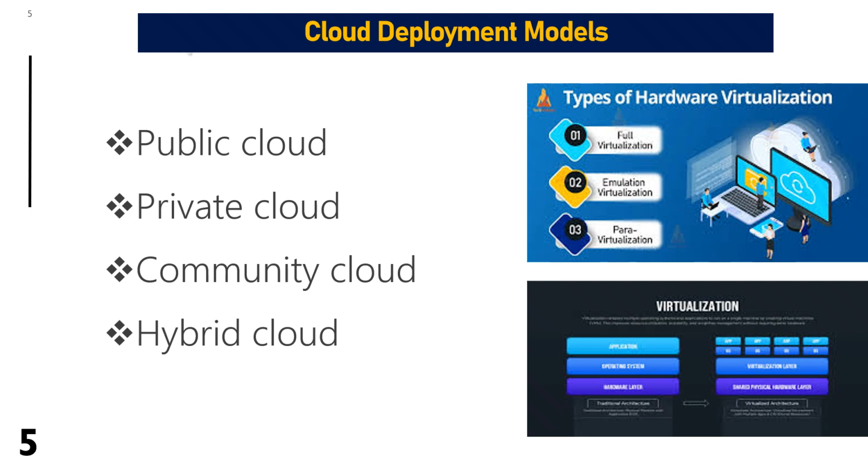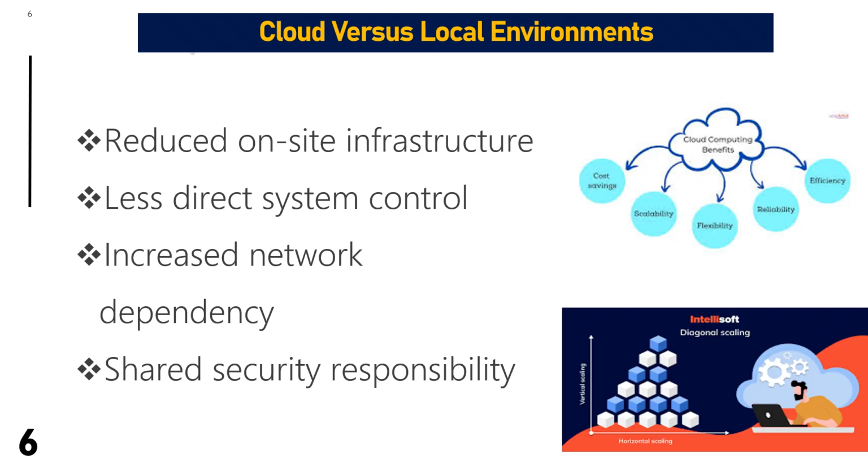Cloud versus local resources. Cloud computing lowers the physical requirements of servers, storage equipment, and data centers, as opposed to the conventional on-premise systems. However, organizations lose part of direct control over the management of infrastructure. Cloud computing relies on network connectivity, secure and reliable.